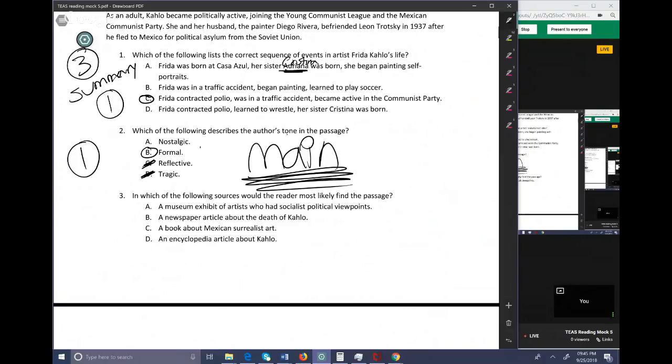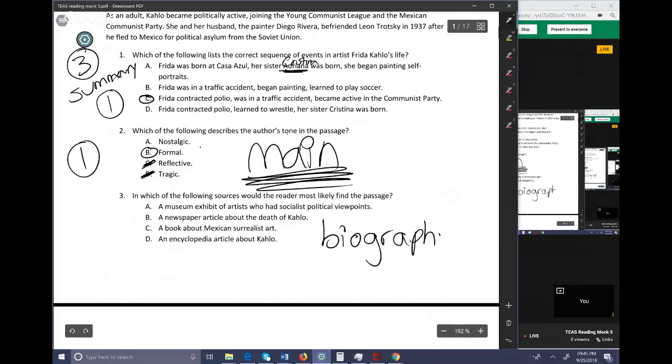In which of the following sources would the reader most likely find the passage? Again, biography. So keep front of mind here that this is a biography. This is a third-person account of someone's life. Where you would find that would probably be an encyclopedia about her. So this is somebody that's notable in history.